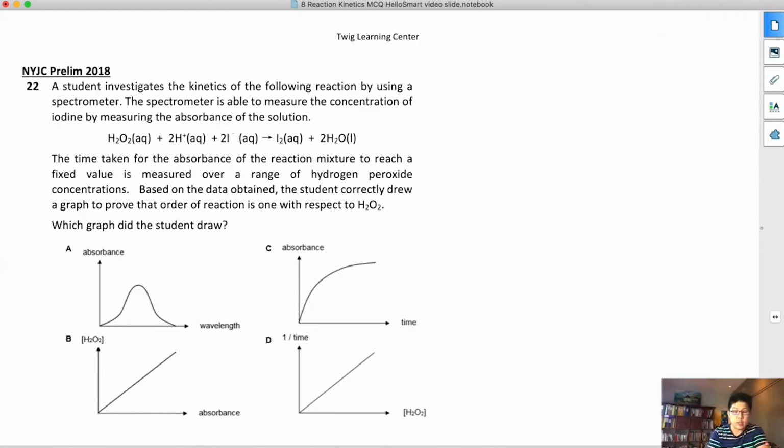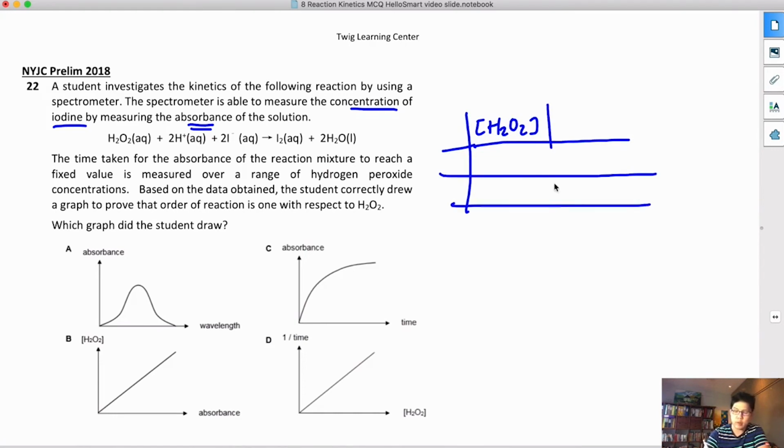A student investigates the kinetics of the reaction by using a spectrometer. The spectrometer measures the concentration of iodine by measuring the absorbance. So the absorbance actually tells you the concentration of iodine. The time taken for the absorbance of the reaction to reach a fixed value is measured over a range of hydrogen peroxide concentrations. So the table looks like that. You vary the concentration of H2O2 and you measure the time.